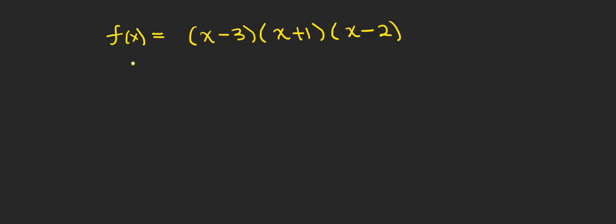In this video, we're going to write a cubic function with a given set of points. Let's say you have f of x equals quantity x minus 3 times x plus 1 times x minus 2. What are the x-intercepts? In order to find the x-intercept, you have to set f of x equals 0.